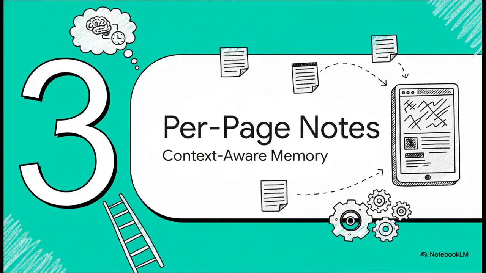Okay, so that takes care of knowing where you are. But what about remembering what you're supposed to be doing on any given page? This is where the next feature, per-page notes, comes in. Think of it like a shared project memory that lives right inside Business Central.